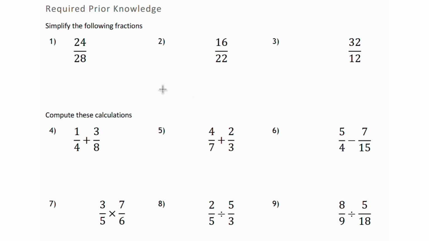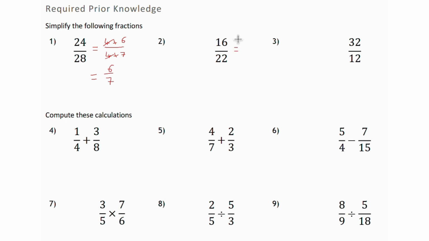In order to work with algebraic fractions, we need to be able to work with fractions. Simplify these fractions. So 24 over 28. We're going to split this up into 4 times 6 over 4 times 7. Now, because we have the factors here and we have a common factor in the top and the bottom, we can cancel those factors and we get 6/7.